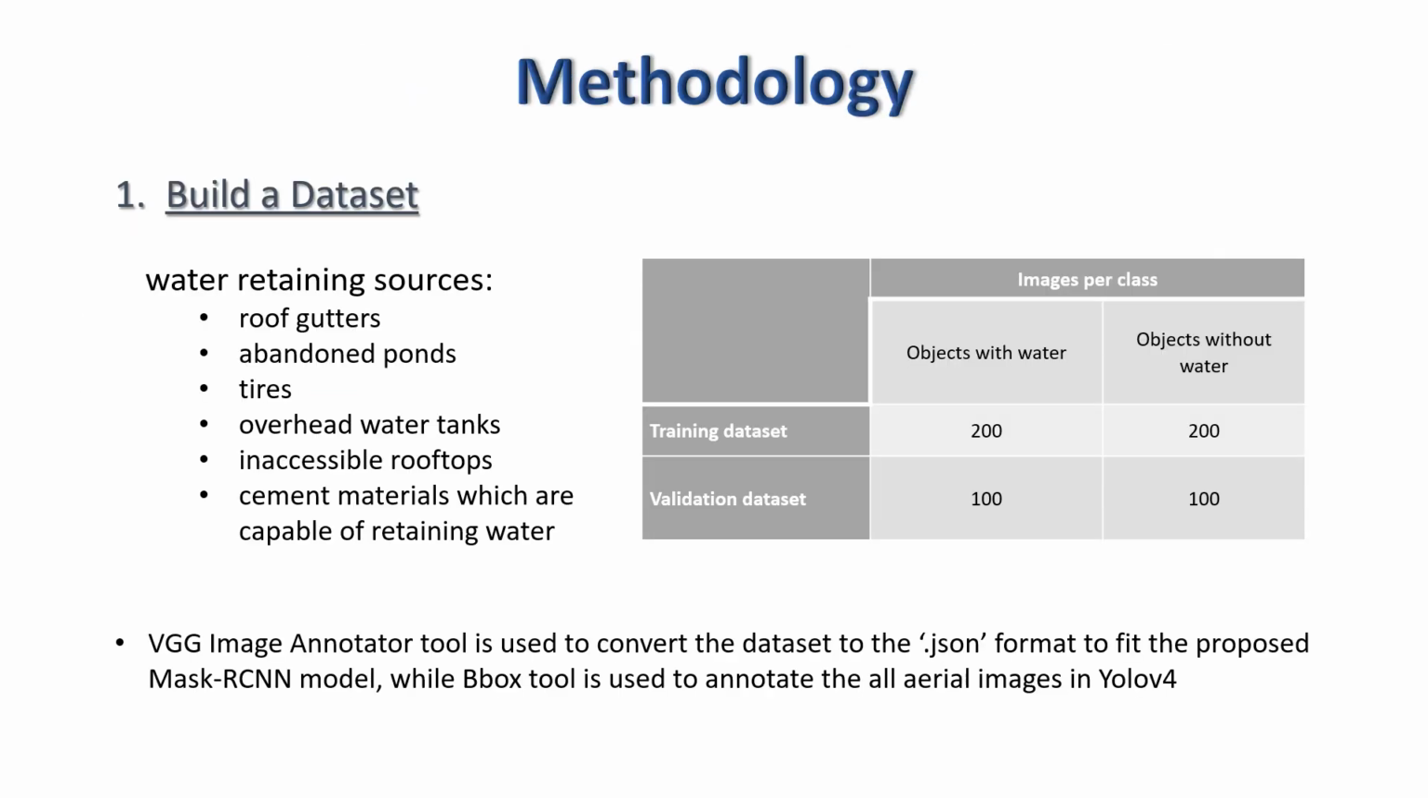The custom-built dataset contains a total of 600 images belonging to two classes, objects with water and objects without water. First, all images in the dataset were divided into training and validation sets with an 80-20 ratio, respectively. Then they were annotated. The VGG Image Annotator, VIA, tool is used to generate annotations for the Mask-RCNN model, while the BBox tool is used for YOLOv4. Transfer learning is used to address the shortcomings due to the small dataset.